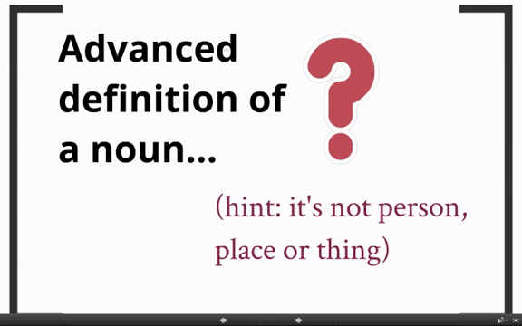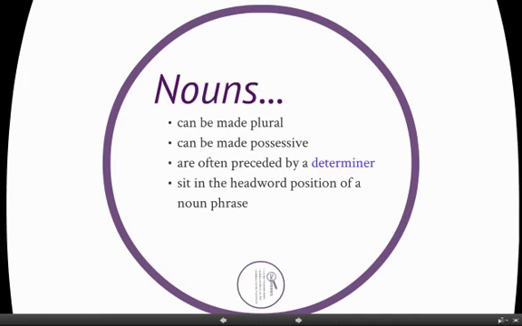On test 1, I am going to ask you, what is our advanced grammar definition of a noun? If you put person, place, or thing, I am not going to give you any credit, and I'm going to draw a really, really sad face because we will have gone over this definition multiple times. Our advanced definition has 3 or 4 parts depending on how you look at it.